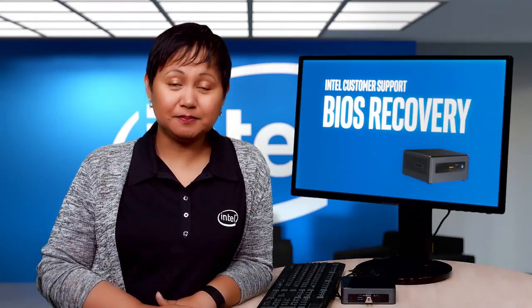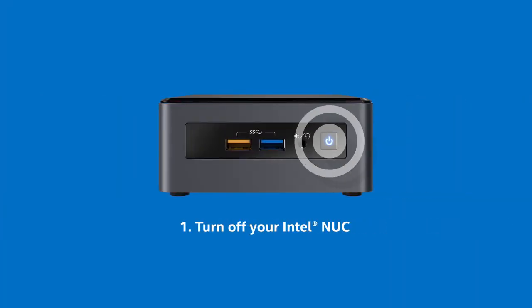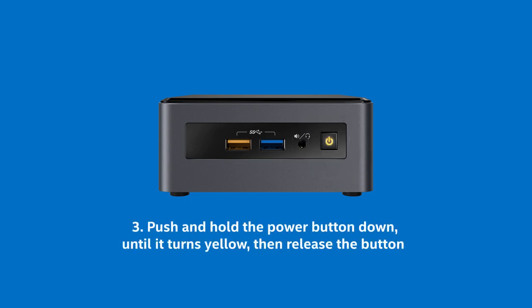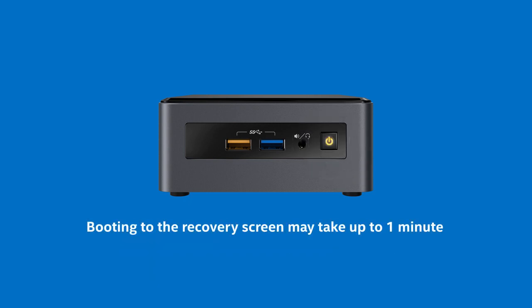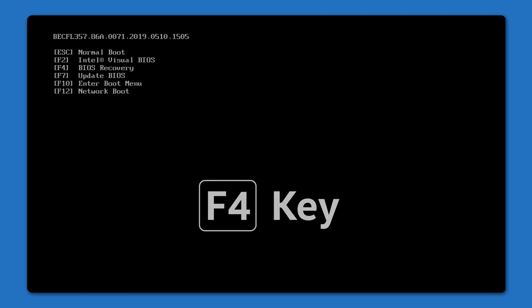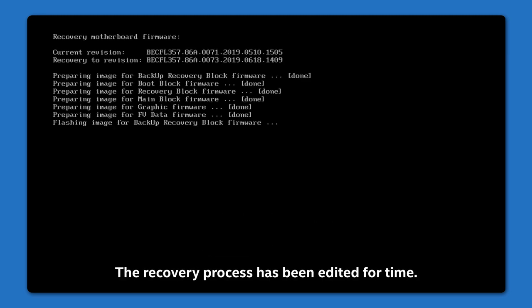It is very important that you do not remove the USB flash drive until the recovery process is complete. To begin the process, power off the Intel NUC, insert the USB flash drive, then power on the Intel NUC by holding the power button until it turns yellow for about 4 seconds. The Intel NUC will reboot into the recovery screen. It could take up to a minute for the recovery screen to appear. Once it does, press F4 for BIOS recovery, and the recovery process will start.